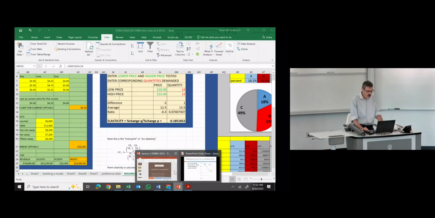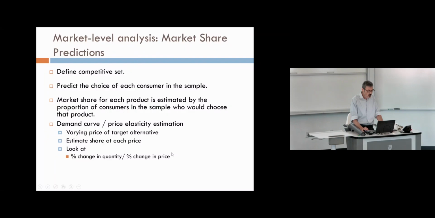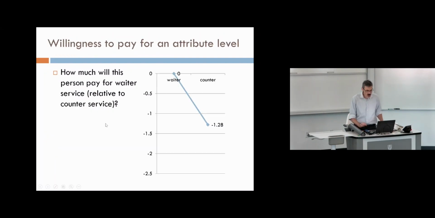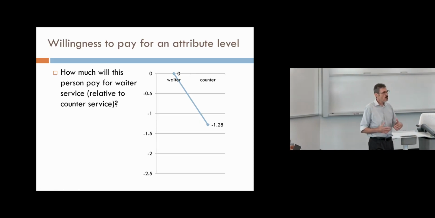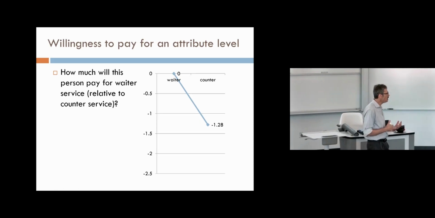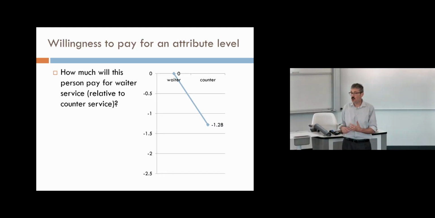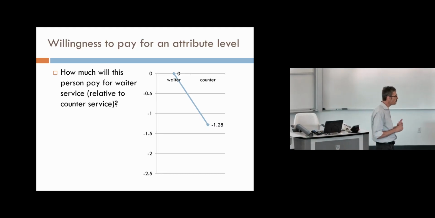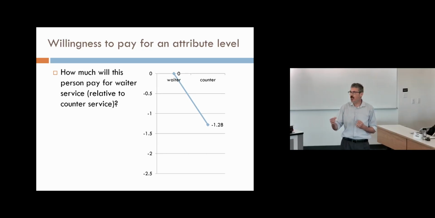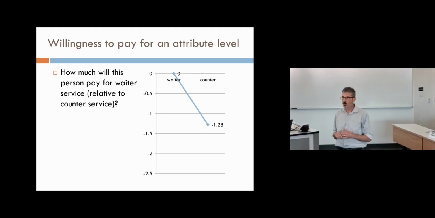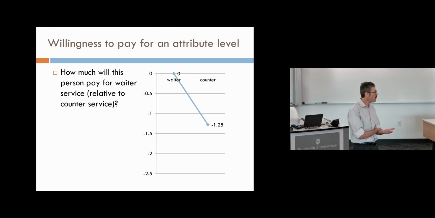Go back to my slides. So since I have the part worths, I can also start to think about how much people would be willing to pay for different levels of attributes. And it's not uncommon that firms include the brand name of their products in a conjoint analysis, especially if I want to know what is the value of my brand name.